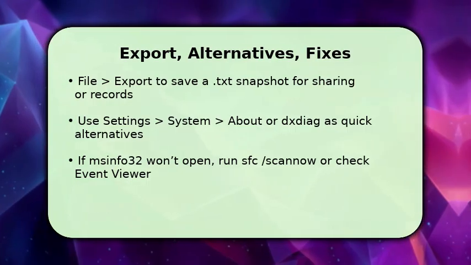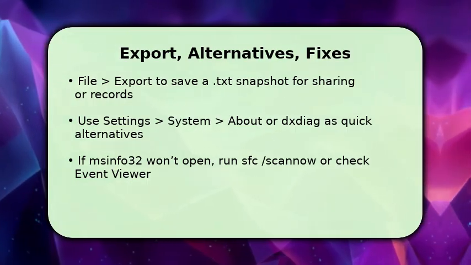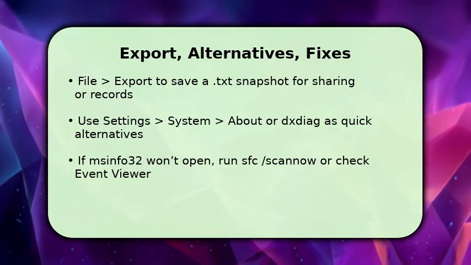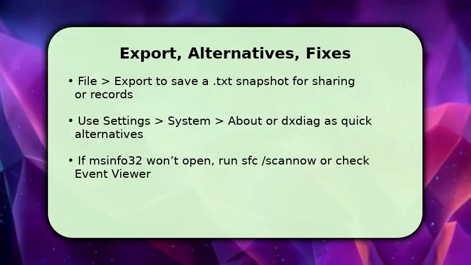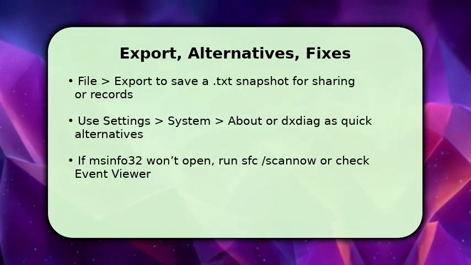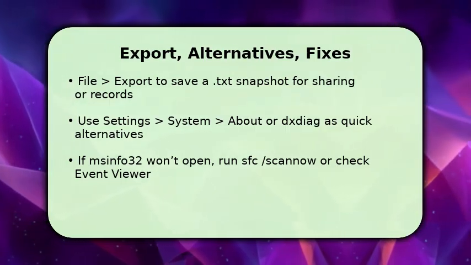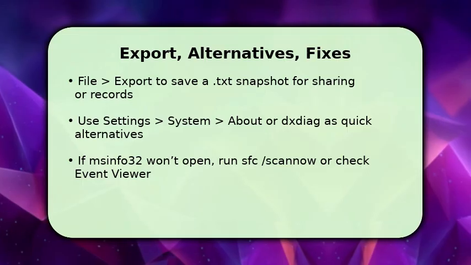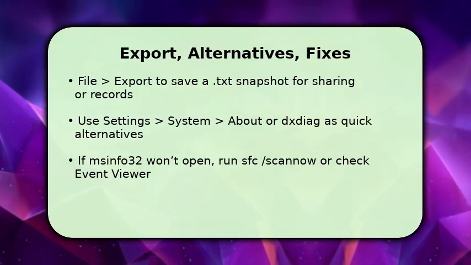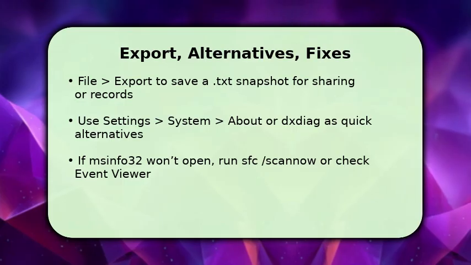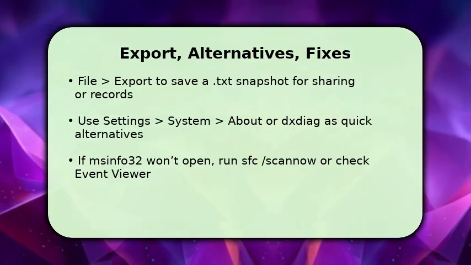If you only need basic OS and device info, use Settings System About or run DXDiag for a diagnostic dump. If msinfo32 fails to open, run sfc /scannow from an elevated prompt to repair system files, and check Event Viewer for related errors. These steps resolve common launch problems, so you can retry gathering the full system report.